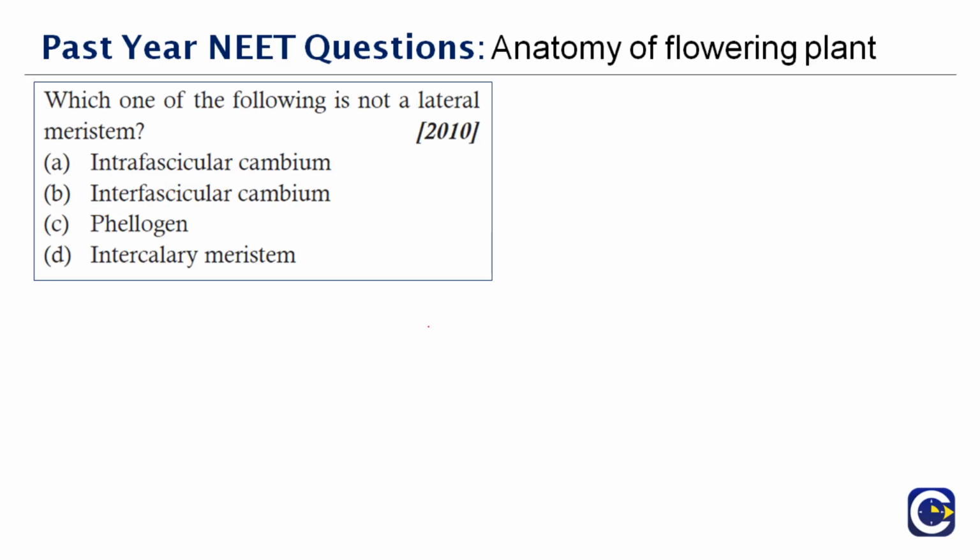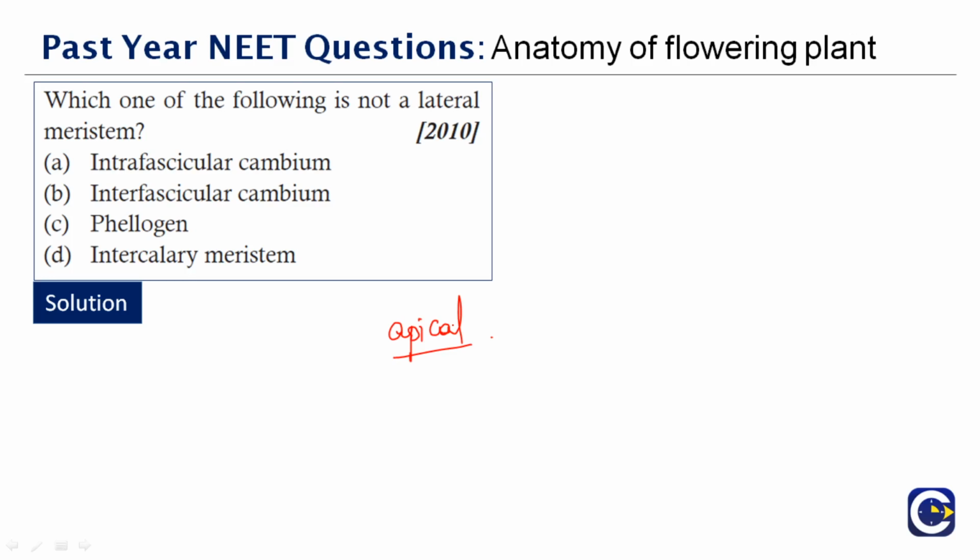Next question here. Which one of the following is not a lateral meristem? So what do you think will be the answer here? Obviously it is not intervascular and intravascular. It should either be phellogen or intercalary. Meristem is divided on the basis of the position in the plant body, and we always talk about the apical part, right?